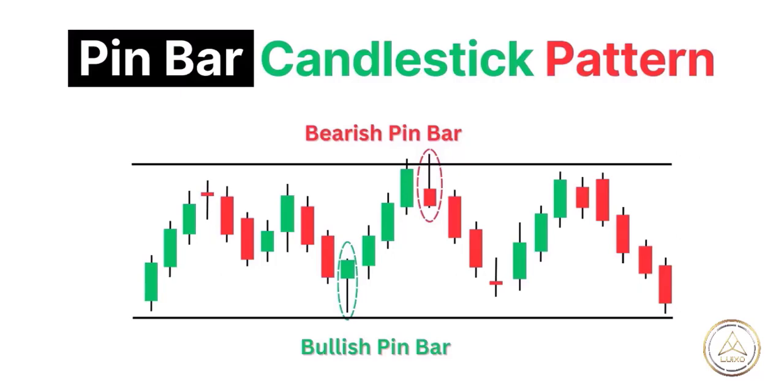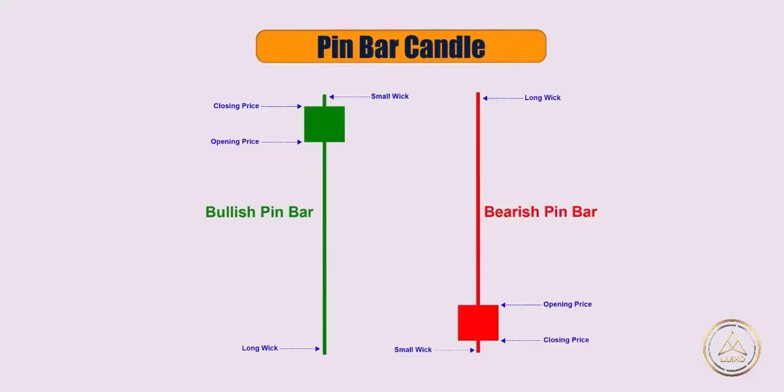Traders use the pin bar strategy to identify potential reversals in the market. The basic idea is as follows. Bullish pin bar. If the long tail is below the body, it suggests that sellers tried to push the price lower but failed, indicating potential buying interest. This can signal a bullish reversal. Bearish pin bar. If the long tail is above the body, it suggests that buyers tried to push the price higher but failed, indicating potential selling interest. This can signal a bearish reversal.